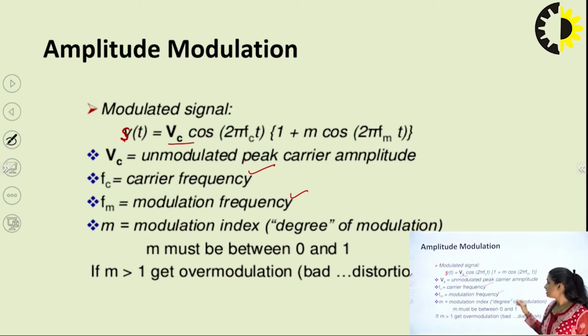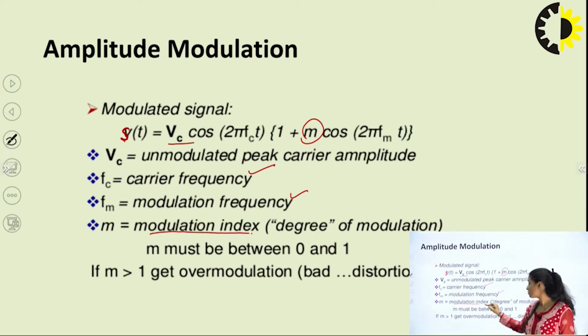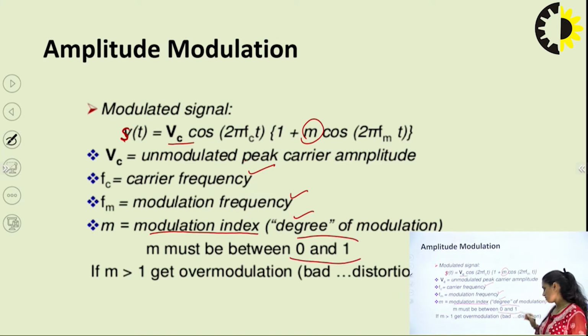Here we get a new term which is small m. We need to understand this. This small m is called as modulation index. I'll discuss about it, right? This is also defined as degree of modulation. M must be lying between 0 and 1. What does it mean? Let's talk about it. If M is greater than 1, it gets over modulation. Let's see what it is.